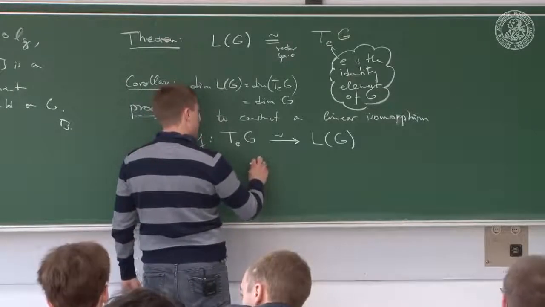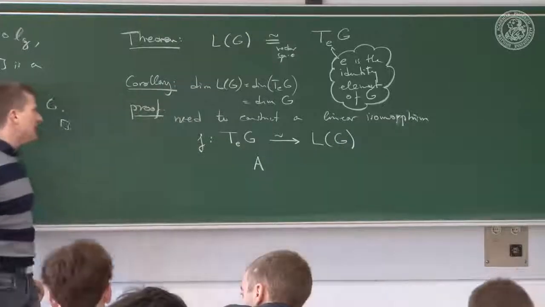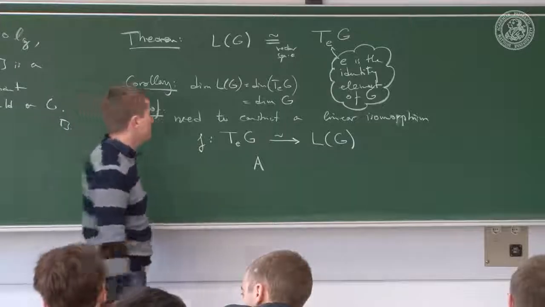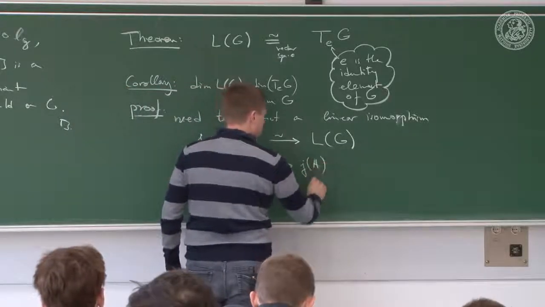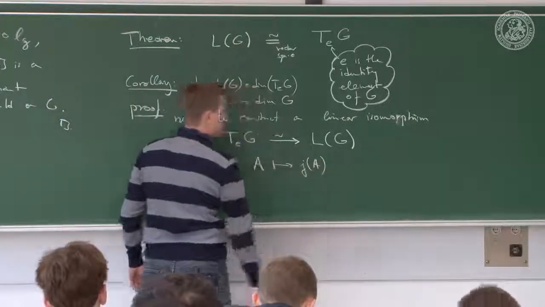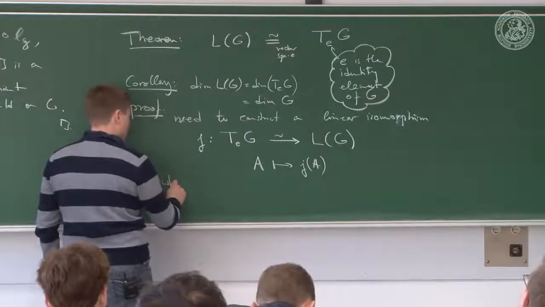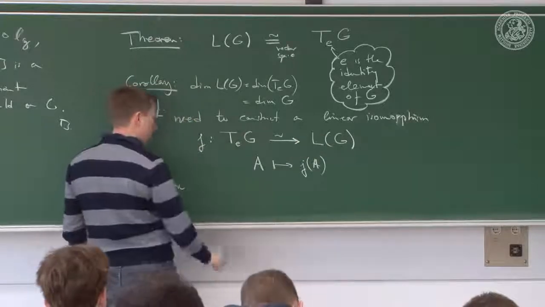Well, let's take an element A. Let's say the Latin capitals are elements. It's just a vector in this tangent space at the identity. And so I send this to J of A, okay? But J of A is supposed to be a left invariant vector field. So I have to say how I construct this left invariant vector field from an element of the tangent space.